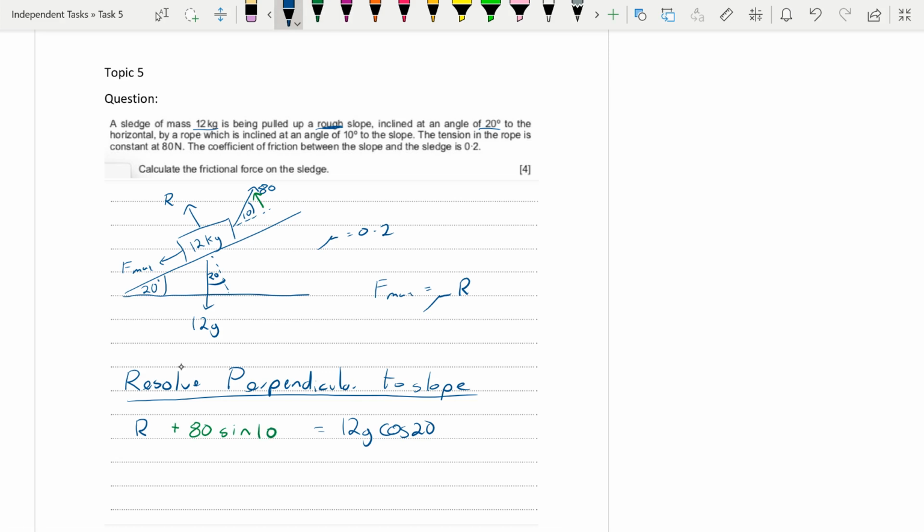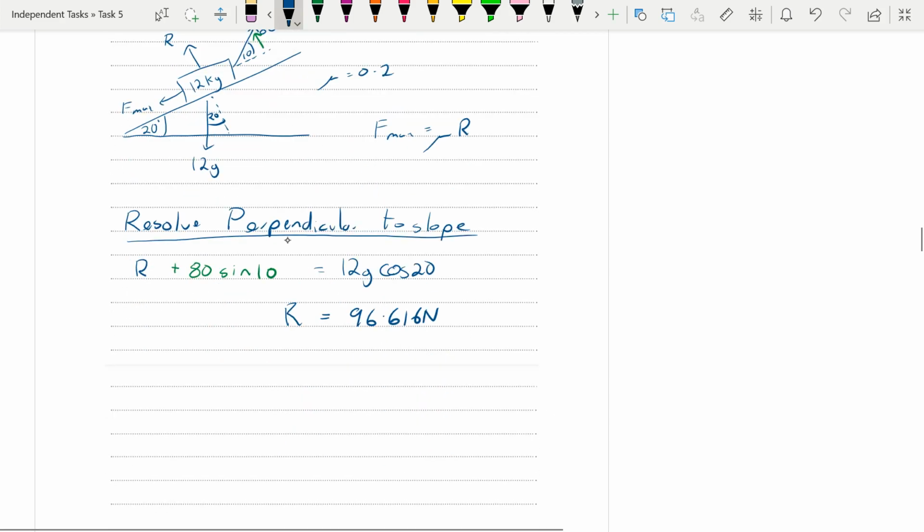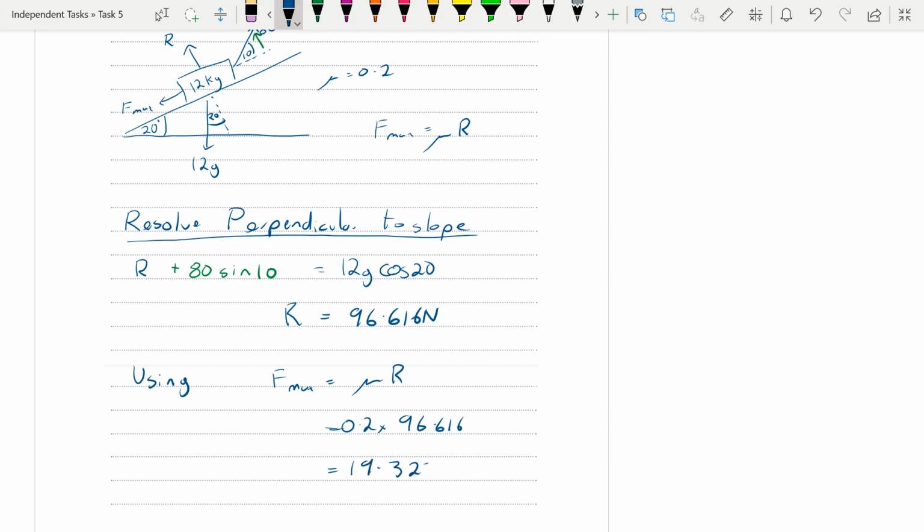Now, very similar to before, I know everything, I know what g is, so I'm going to take this over to the other side and solve that for R. That gives me 96.616 newtons. Now I know that, using F max is mu R, I've got 0.2 times this 96.616, which gives me 19.323 newtons as my final answer.